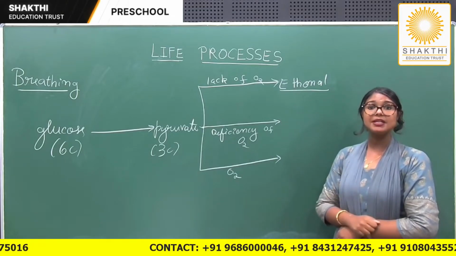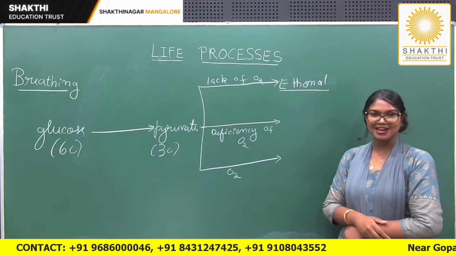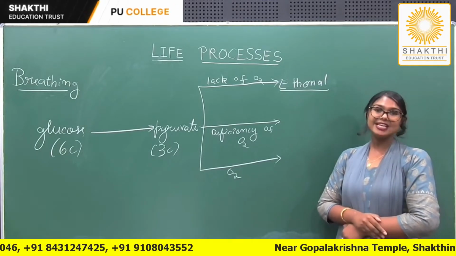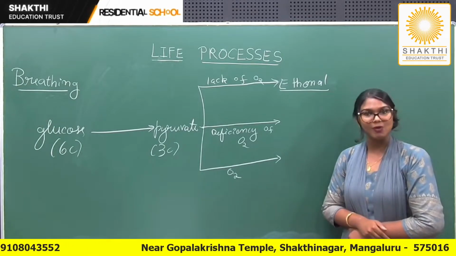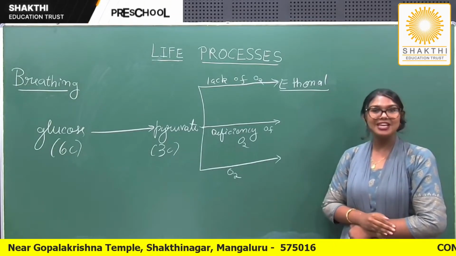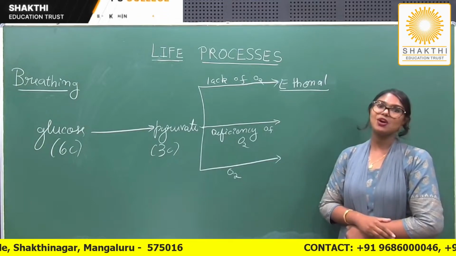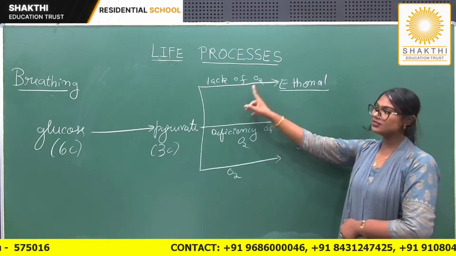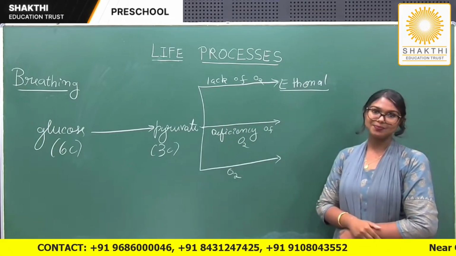Does this happen in humans? No. We always have oxygen available for us, correct? But where does it happen? It takes place in yeast. You must have heard about preparation of wine. So for the preparation of, let us say, grape wine, we add yeast to the grape mixture, correct? This is because yeast will undergo this process and they will convert the pyruvate into ethanol, producing wine.